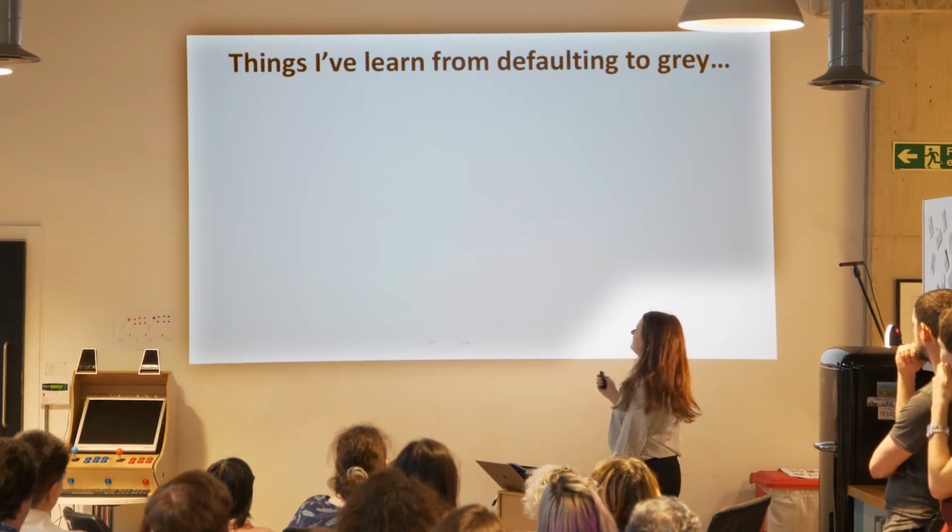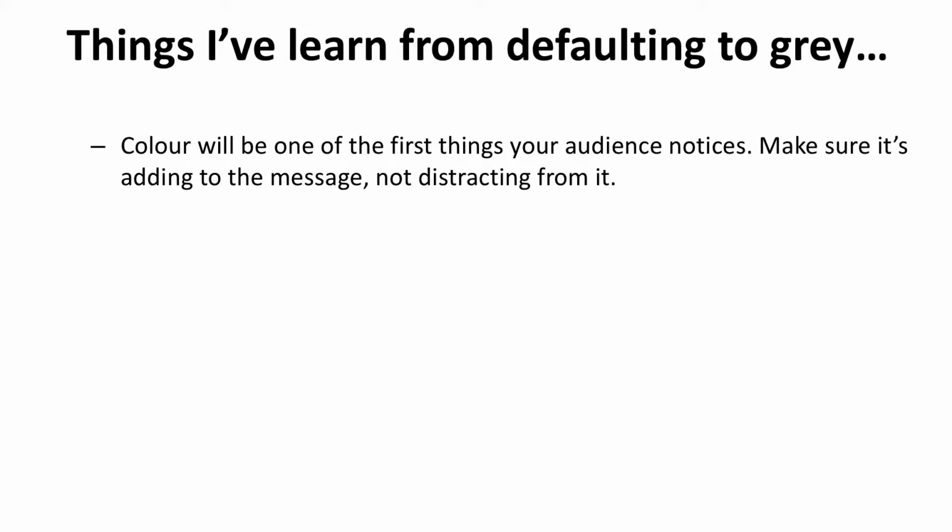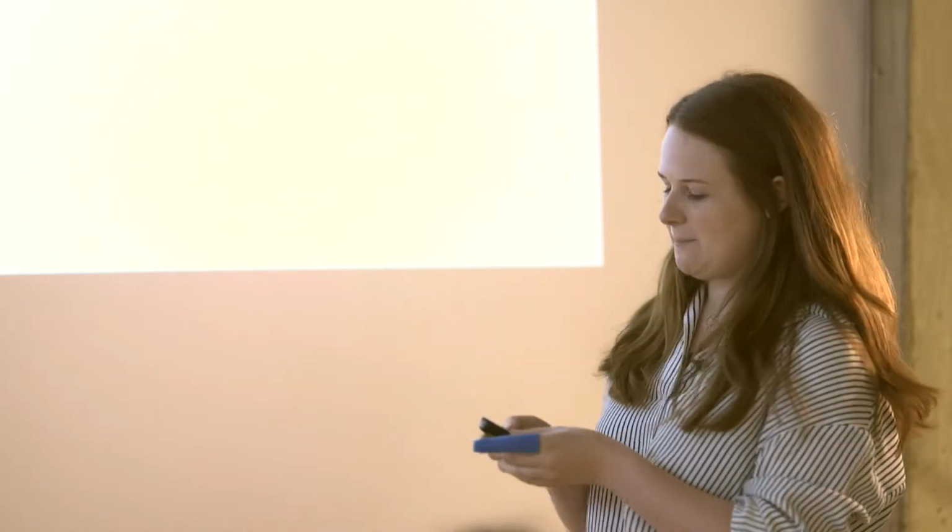Things that I've learned from defaulting to grey. Colour will be one of the first things your audience notices, as I'm sure you guys found. Make sure that it's adding to the message and not distracting from it. Sometimes a big wallop of colour makes you go, oh yeah, okay, interesting, but you don't really know what you're looking for. You can use colour to be that first thing that the audience notices about your dashboard and then build in from there. It's kind of an intro.